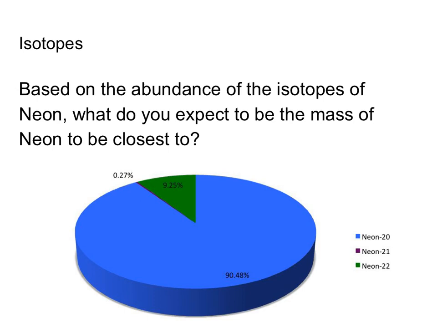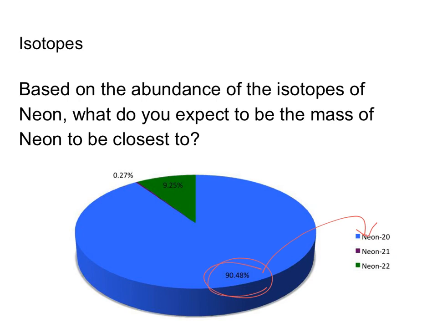Lastly, then, if we look at another element and its isotopes, we look at neon. So neon has three main occurring isotopes. It has neon 20, neon 21, and neon 22. So based on the abundance of the isotopes of neon, what do you expect the mass of neon to be closest to? And so looking at this, because 90% of neon is neon 20, we would expect that mass to be closest to neon 20.